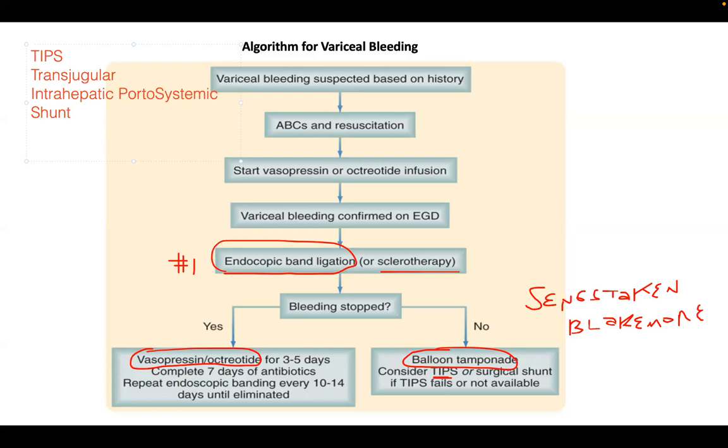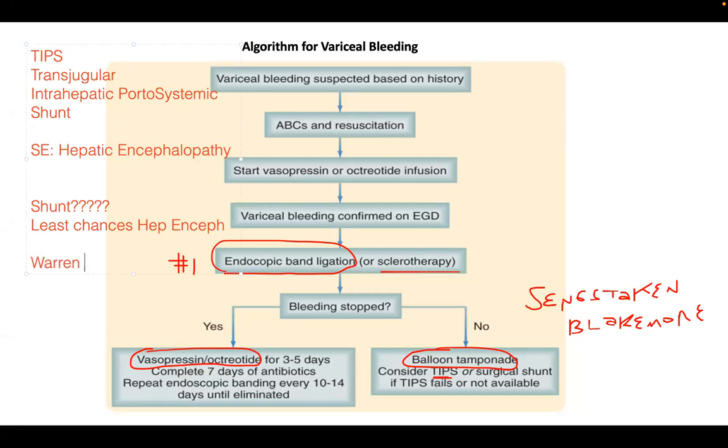Okay, now tip. Parang that sounded like a pun, huh? Tip regarding tips. This has a complication or side effect, which is hepatic encephalopathy. What shunt, according to Schwartz? I'm probably the only neurologist in the entire country that's going to mention this to you. I'm reading Schwartz, huh? What shunt has the least chances of hepatic encephalopathy? Okay, perfect. It is a Warren shunt.